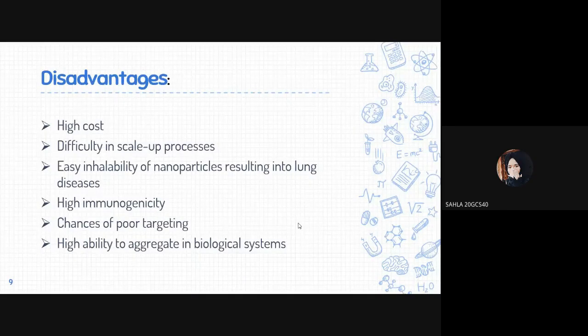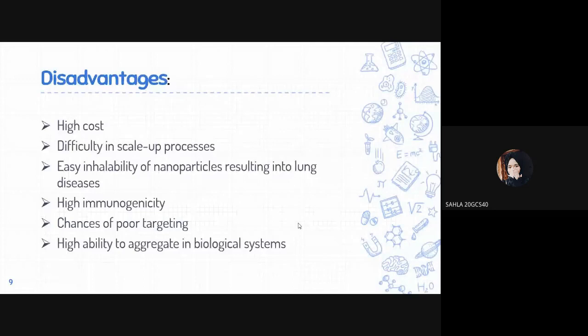Hello everyone, I'm Sahla from Pegasus. I'll be continuing the topic from here onwards. As we all know, everything has its own pros and cons, and unfortunately, nanotechnology is no different. Underlying risks are inevitable when technology surpasses human knowledge and understanding. So let's see what the disadvantages of nanotechnology are.